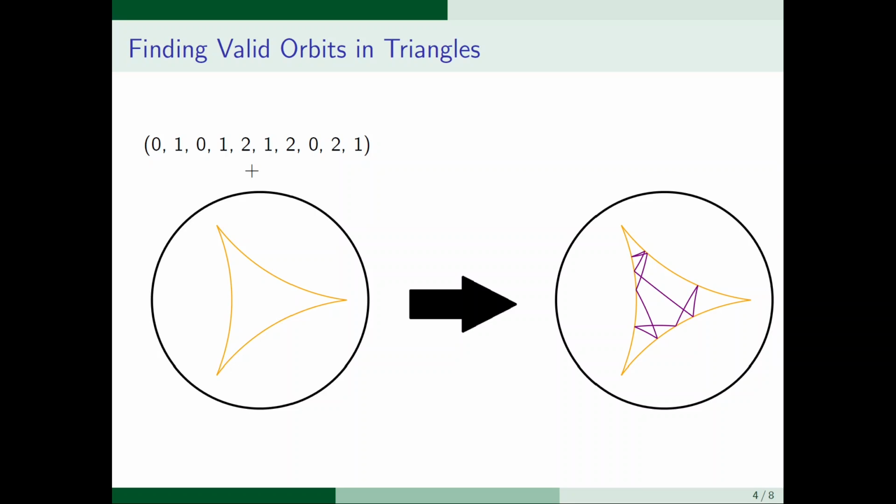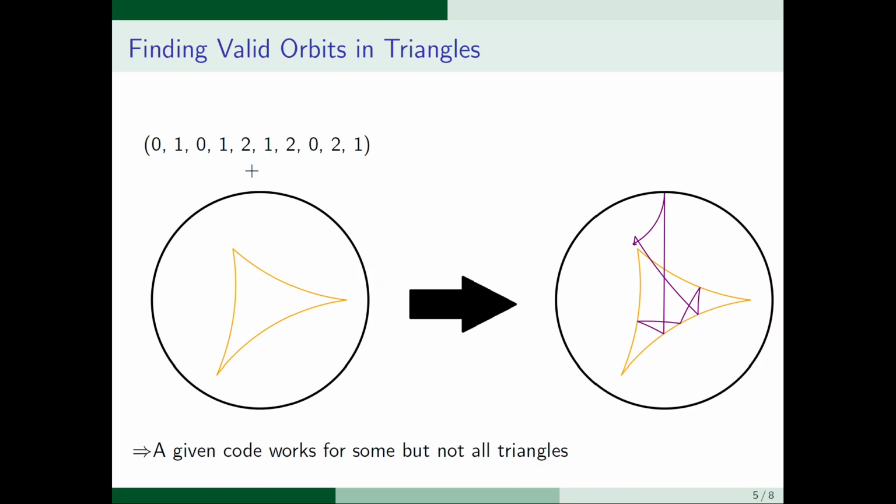And now we can turn this around. So given some triangle and some code, we want to get an orbit, basically. And in this case, as you can see, this works perfectly well, but this is not true in general. If I alter the triangle just slightly, you see that it breaks. And so we conclude that a given code works for some, but not all triangles. And so the goal is to quantify this notion.